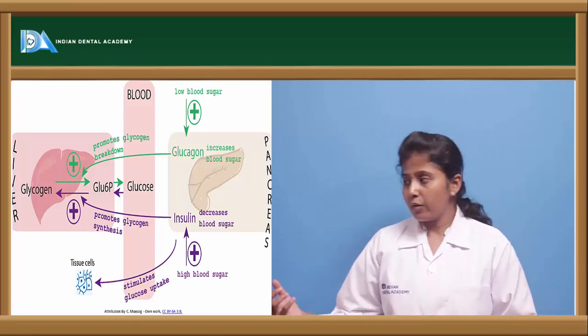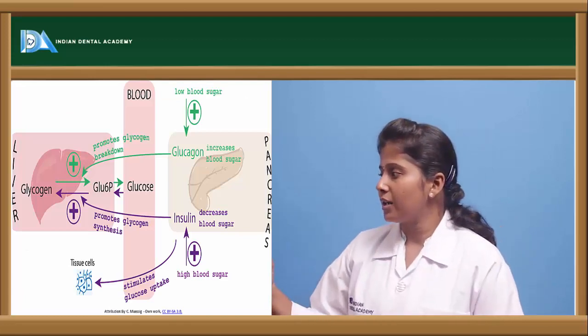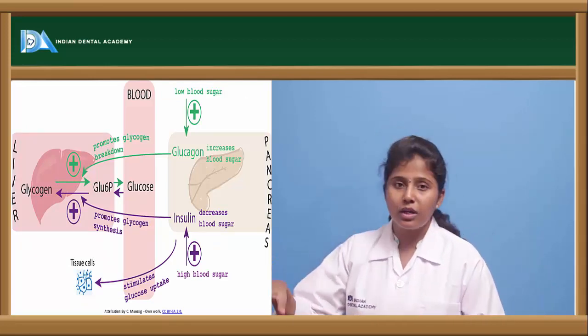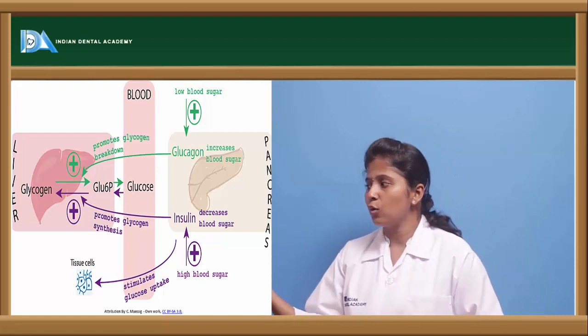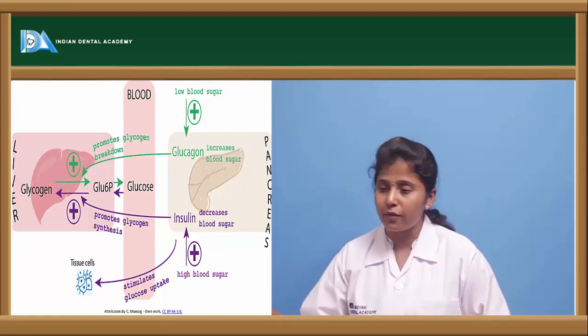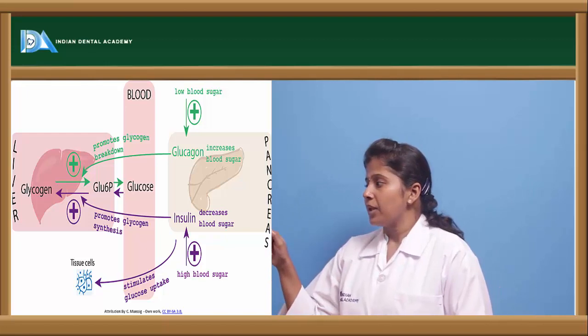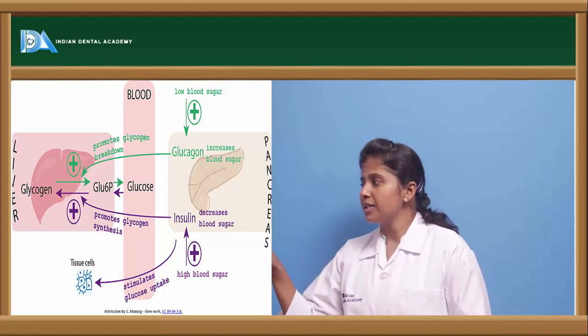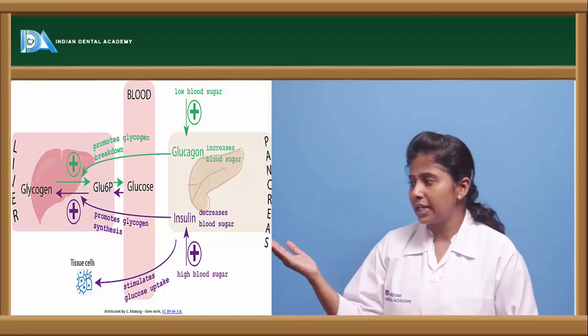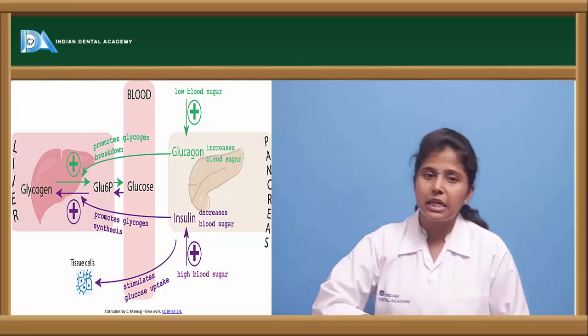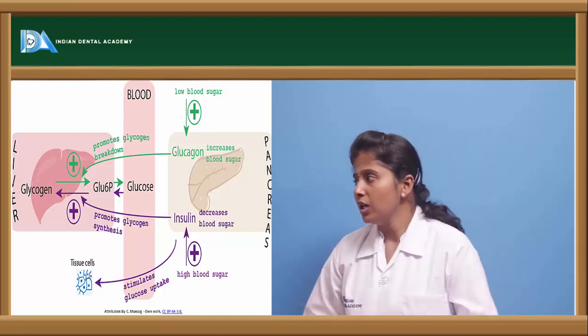Here is a pictorial representation where glucose enters the liver through the glucose transporters and is stored in the form of glycogen. And here is the pancreas, from where insulin is secreted, and thereby it stimulates the glucose uptake into the tissues.